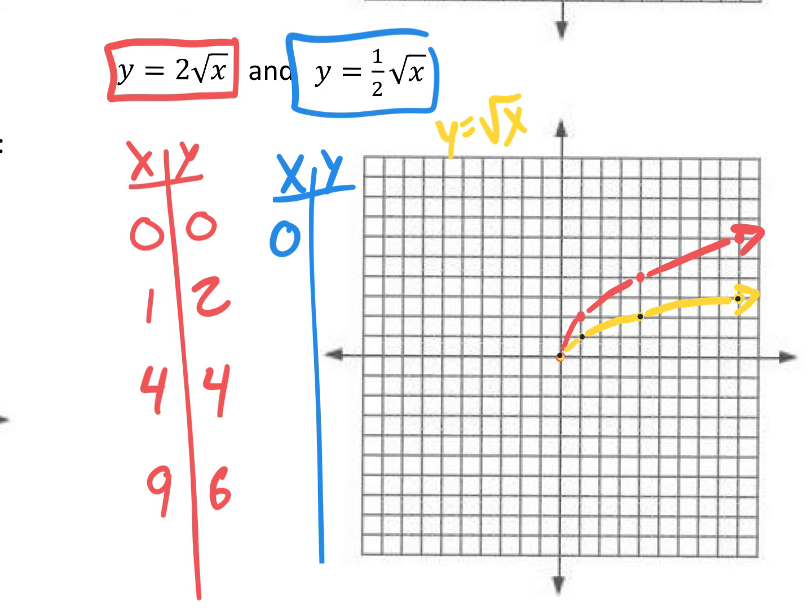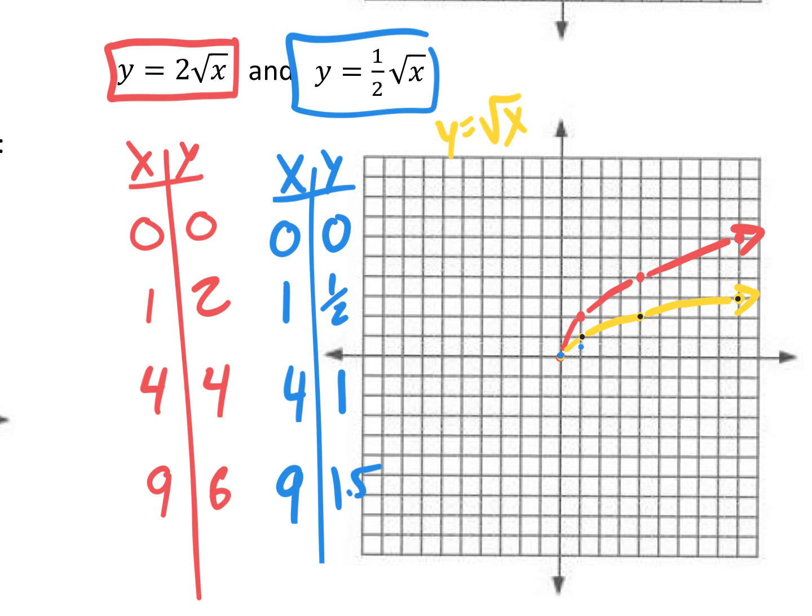So again, I could plug in 0. The square root of 0 is 0 times half is still 0. When I plug in a 1, the square root of 1 is 1 times half is 1 half. I could plug in a 4, the square root of 4 is 2 times 1 half is 1. Then I could plug in a 9, the square root of 9 is 3, and 3 times half is what? 1.5. Okay, so let's graph the blue one now. 0, 0, still there at the origin.